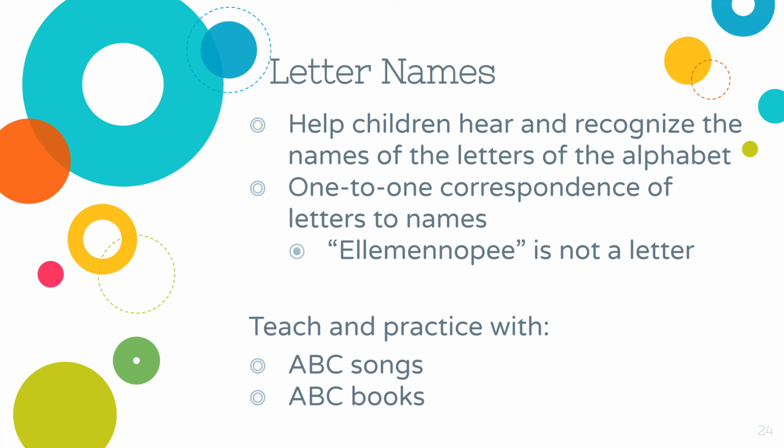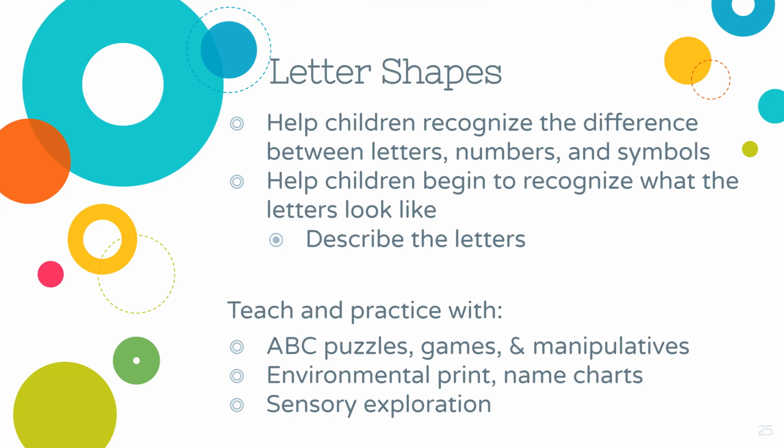Also, the letter W. Pronouncing the letter W has more than one syllable. So you want to make sure that you're using that one-to-one correspondence, demonstrating with the pointer and pointing to the letters so that children can see that each one letter has one name. You can teach and practice this with songs, books, and alphabet charts.